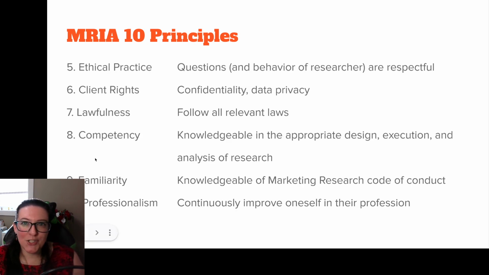We want to make sure questions and behavior of researchers are respectful, that we protect confidentiality and data privacy. In just a moment, we're going to look at storage. So a lot of the data privacy is related to that. The other part of data privacy is not asking questions that you don't need the information for. Make sure you follow all relevant laws, and we'll look at some of the laws that are relevant to data governance in just a second.